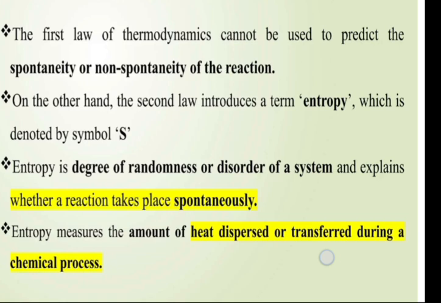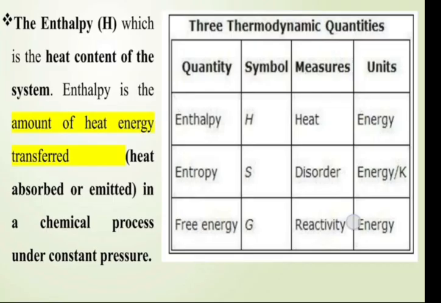Then we see about the second law of thermodynamics. The first law of thermodynamics cannot be used to predict the spontaneity or non-spontaneity of the reactions. On the other hand, the second law introduces a term entropy, which is denoted by the symbol S. Entropy is the degree of randomness or disorder of a system and explains whether a reaction takes place spontaneously. Entropy means the amount of heat dispersed or transferred during a chemical process.